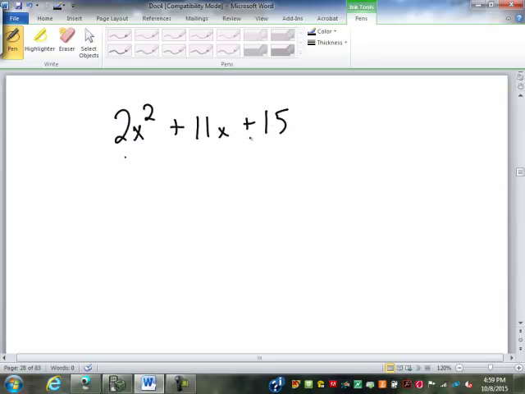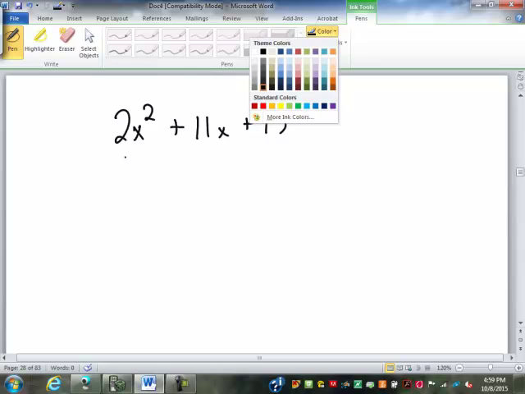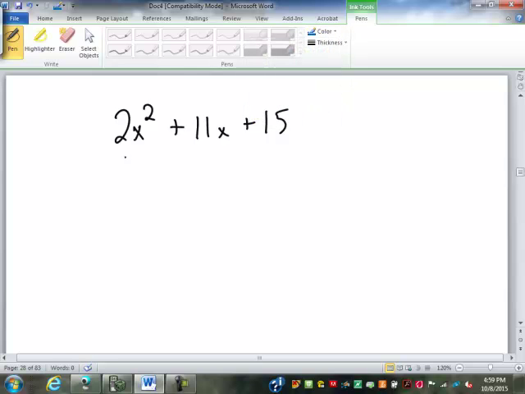What's different here? Well, there's a 2 on the x squared. In the past, we've had that happen, but we were always able to factor it out with a greatest common factor. Do we have a greatest common factor here? No, we do not. That complicates things a lot, actually.